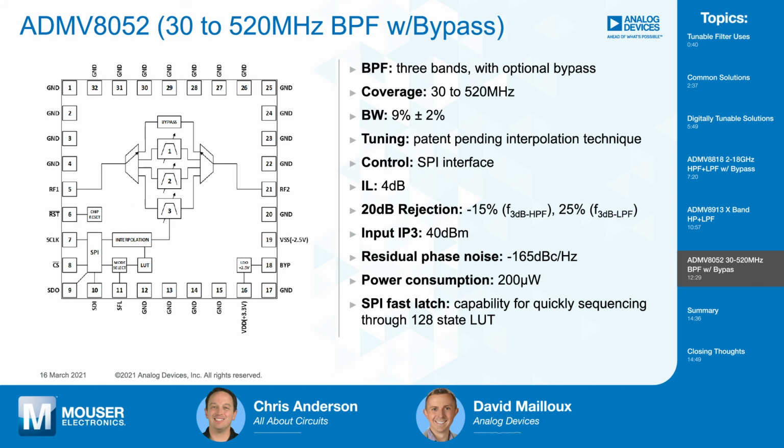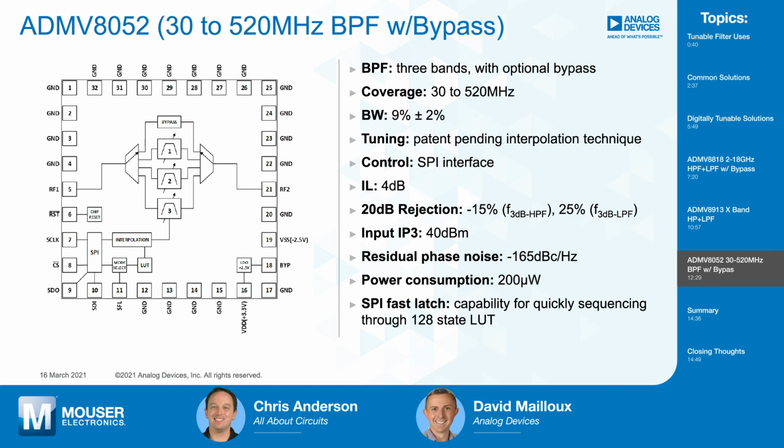The product has an optional bypass mode. Typical bandwidth for each bandpass filter is about 9%, and this is adjustable to plus or minus 2%. And we have this patent-pending interpolation technique for quickly sequencing through the filter states inside the product. This makes it easier to implement the product in a system and adjust the bandwidth and adjust the center frequency as well. The insertion loss is excellent too.